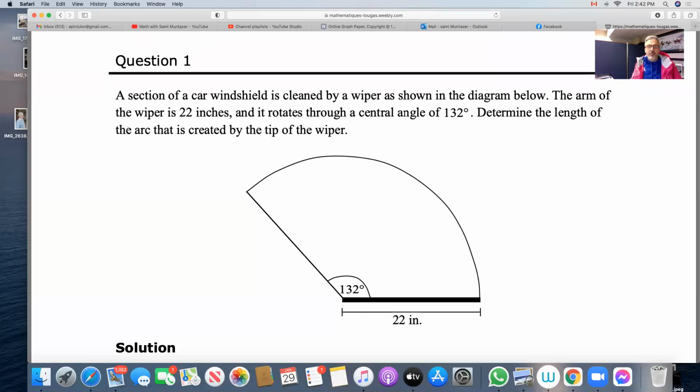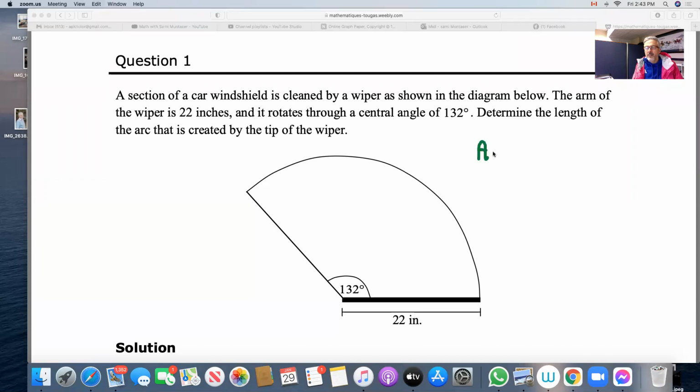So some precalc 12 questions, random. A section of a car windshield is cleaned by a wiper, as shown in the diagram below. The arm of the wiper is 22 inches and it rotates through a central angle of 132 degrees. Determine the length of the arc.